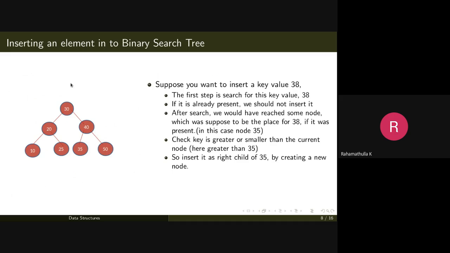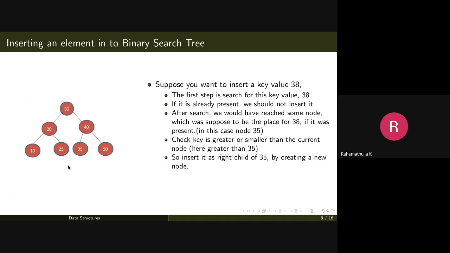While searching, we know the search procedure. We have just seen the search procedure. So 38 is greater than 30. You go here. 38 is less than 40. You go to the left part. 38 is greater than 35. So if at all 38 was there, then the actual place where 38 was to be present was at this position, at 35.